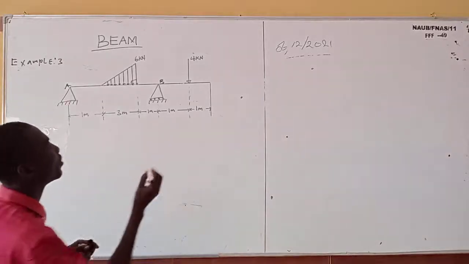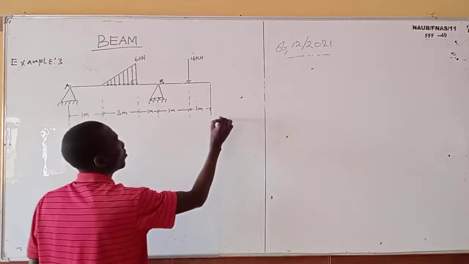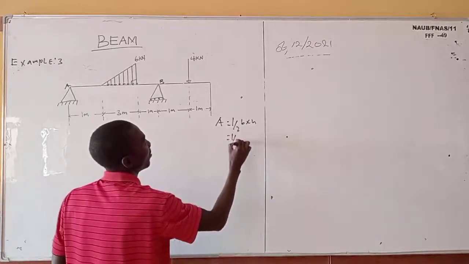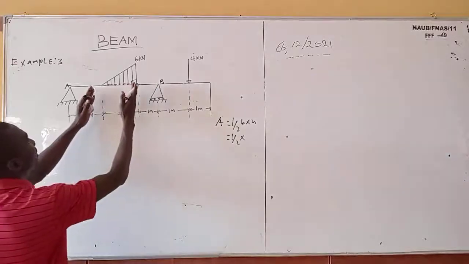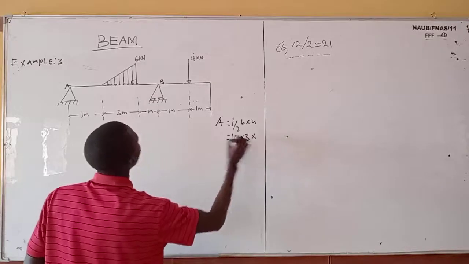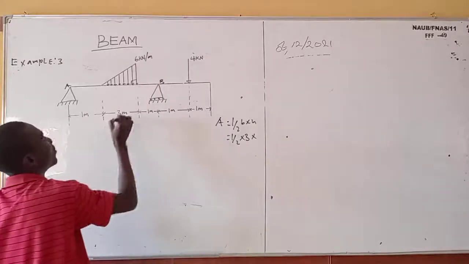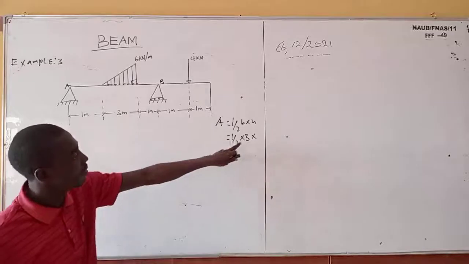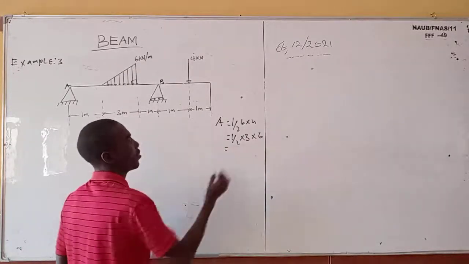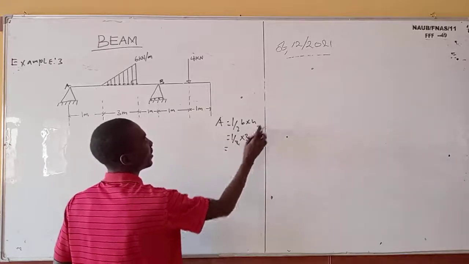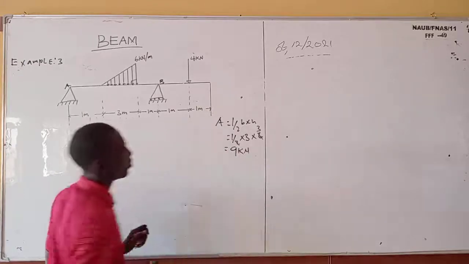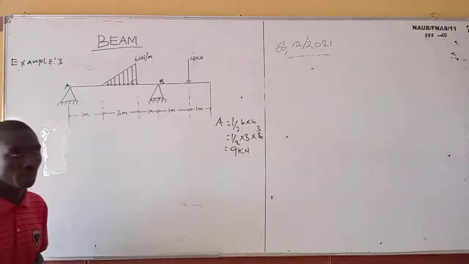So now let's convert this to a point load. How do we convert to a point load? This one is in the form of a triangle. So the area of a triangle is half base times height. What is the base? The length that it covers is 3 meters. So 1/2 times 3, please don't forget, this one is per meter, this one is meter. Times height, the height is 6. So 1/2 times 3 times 6, which equals 9 kilo Newton.